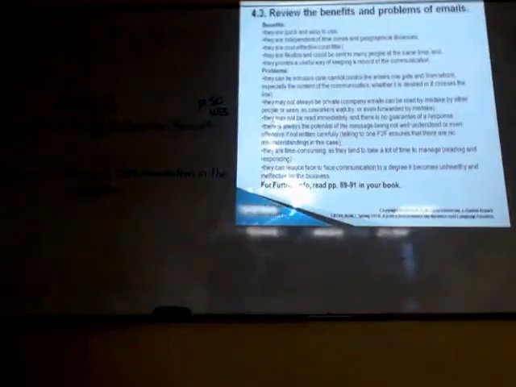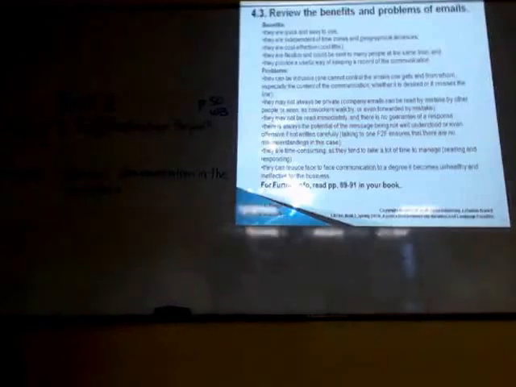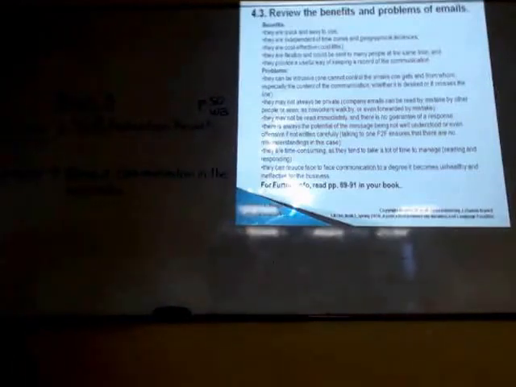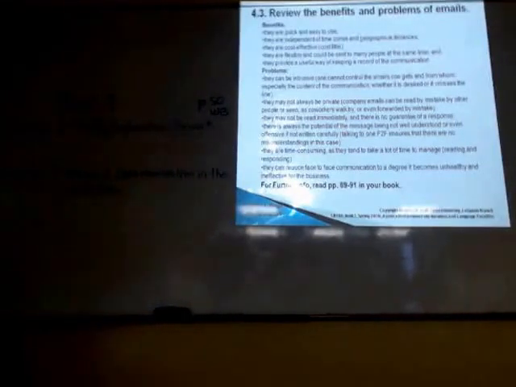There is always the potential of the message not being well understood or even offensive if not written carefully. So that's why talking to someone face-to-face, the F to F, ensures that there are no misunderstandings in this case. Okay? Especially when the topic of the email is very delicate. I want to hire someone, I want to fire someone, I want to talk about the problem, better conduct it face-to-face. They are time-consuming as they tend to take a lot of time to manage reading and responding. They can reduce face-to-face communication to a degree it becomes unhealthy and ineffective for the business.